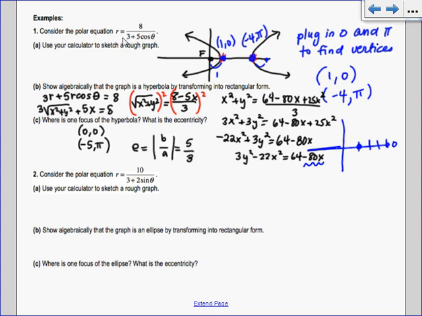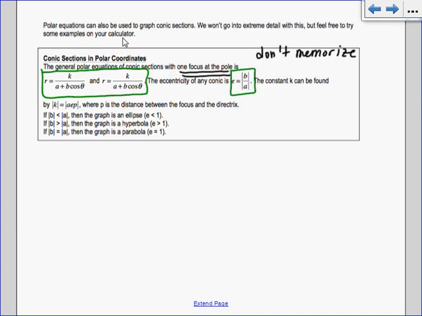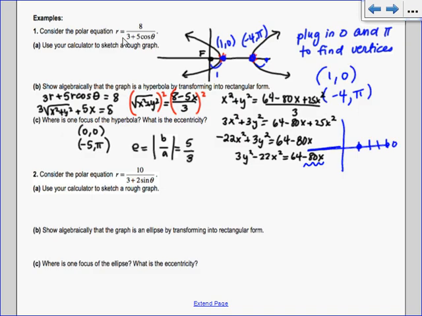So that's another way to verify that it's a hyperbola, because we saw in the little box that if e is greater than 1, then it's a hyperbola. So that could be another way that you verify that it is a hyperbola. So I may not ask you to do part B. I might just say, find the eccentricity and tell me which kind it is. All right, so the next one.